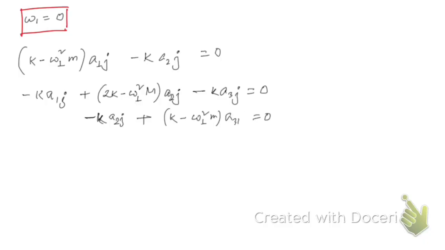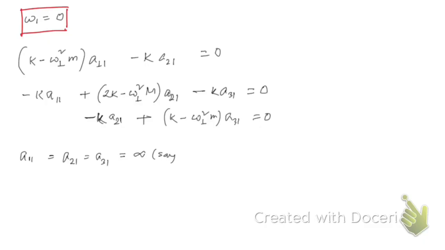So here, instead of a3j, it is a31. This is a21, and this is a11. So these three equations we have got, and if we solve these three equations, then you will get a11 equal to a21 equal to a31. Let me consider it, suppose, alpha.